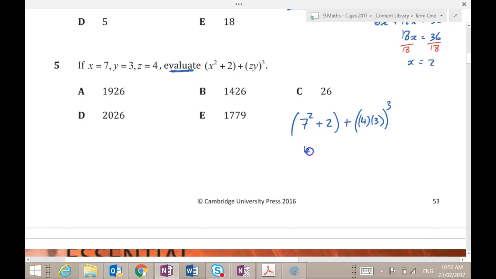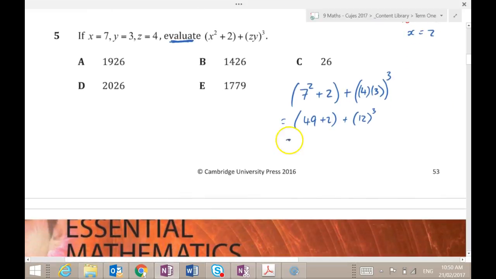So we're going to have 49 plus 2 in that first bracket. What's 4 times 3? 12 in the second bracket. And now this is where it gets a bit more fun. 51 plus 12 to the power of 3. Yeah, well, 12 12s are 144, and then we've got to multiply that by 12. You won't get numbers that big if it's a non-calculator exam, so you don't need to worry about it.